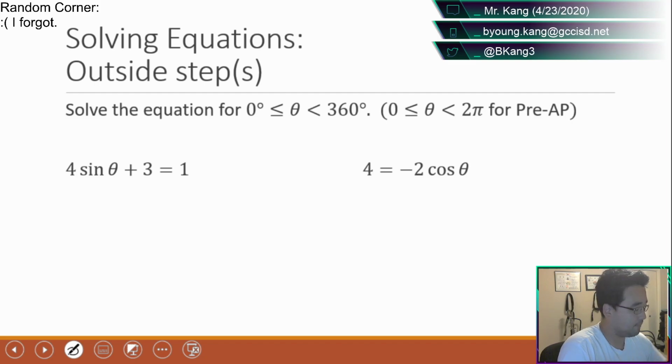And here we go. So 4 sine theta plus 3 equals 1. Well, sine theta is what we want to solve for, so we can get to the point where we look up stuff on the trig chart.